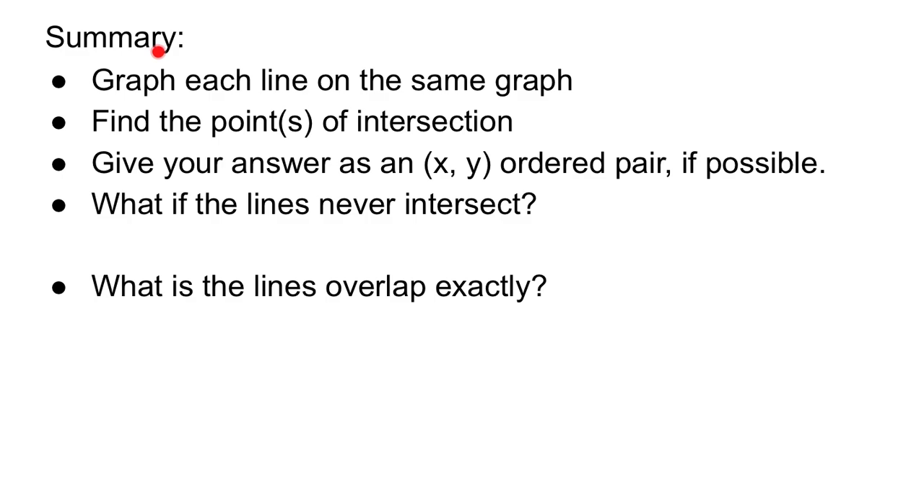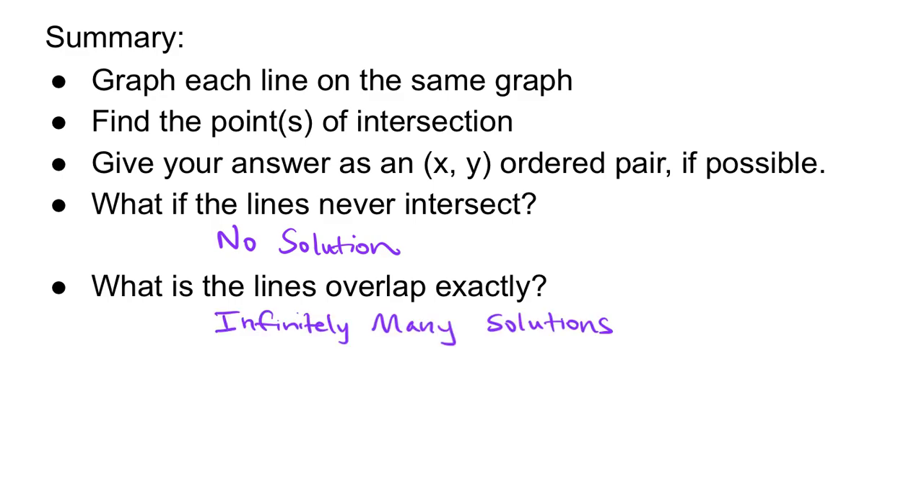Super quick summary: to solve a system by graphing, you first graph each line on the same graph, then look for a point of intersection. If there's a point of intersection, you're going to write that as an x, y ordered pair. If the lines never intersect, there is no solution. And if the lines overlap exactly, that means there's infinitely many solutions.